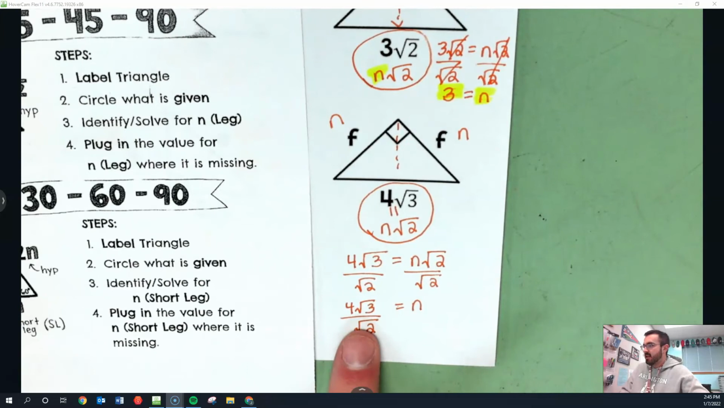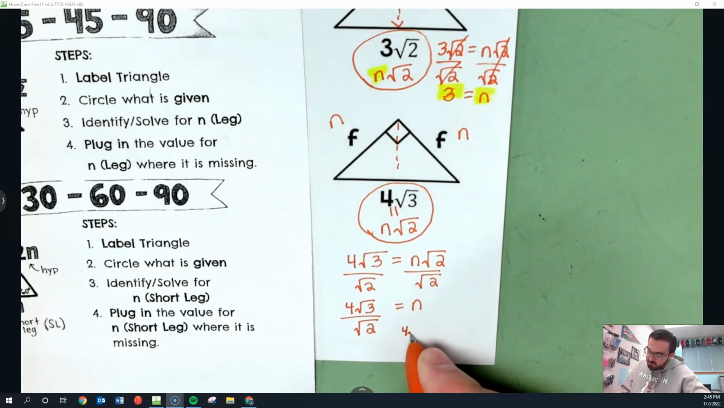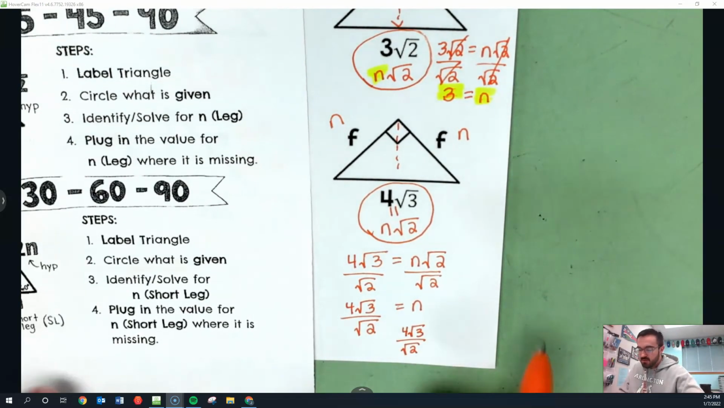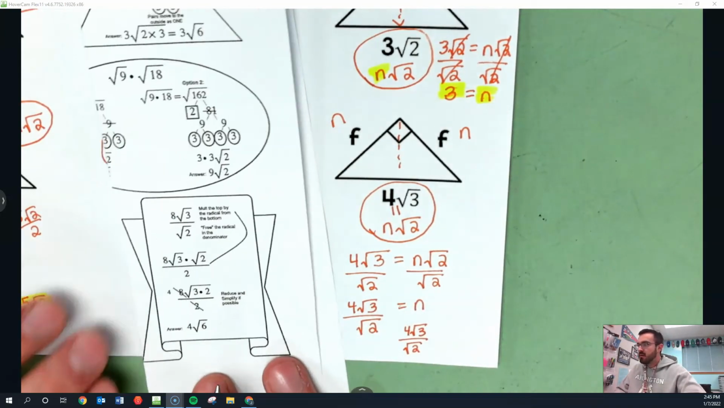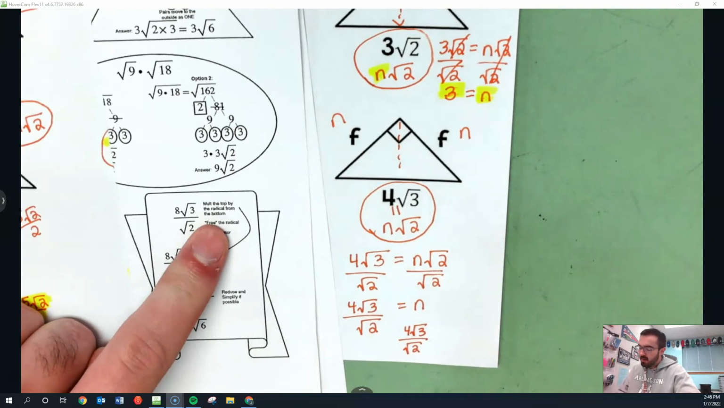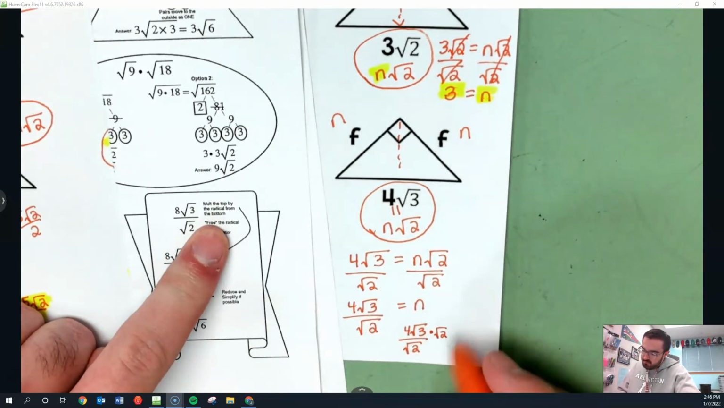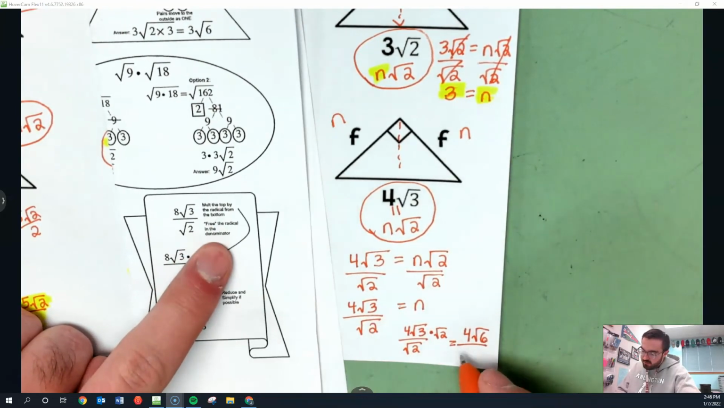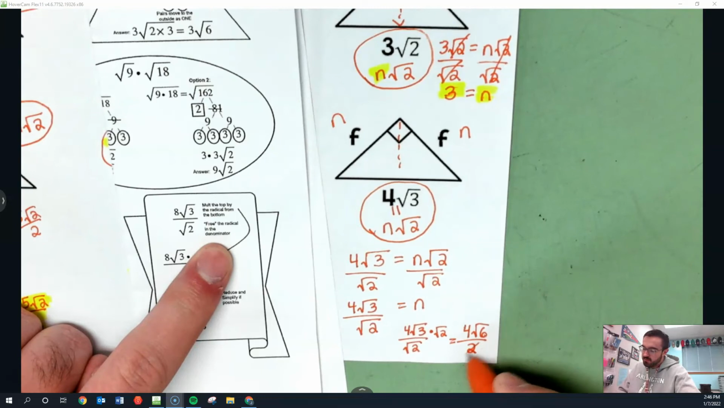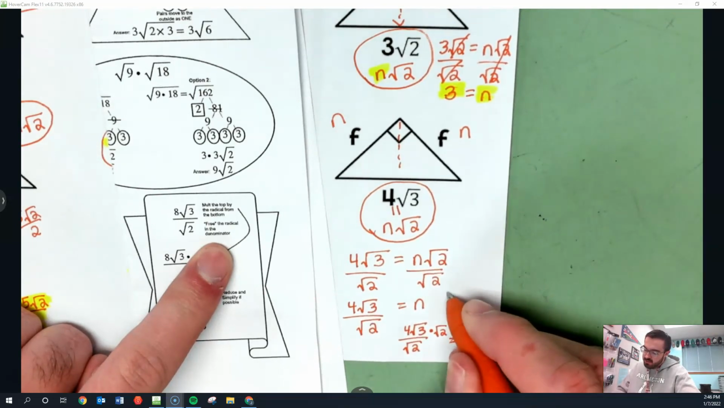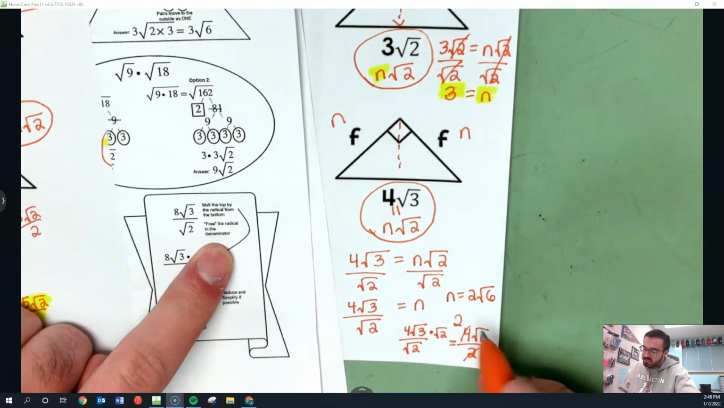But I don't like this as a final answer. Okay, I don't like that as a final answer because the square root is on bottom. So let's rewrite that right here, so we give ourselves some room. We need to simplify this. So if my square root's on bottom, I now need to go back to my rules here. I'm going to multiply the top by the radical from the bottom. And I would be left with 4 square root of 6 over 2, the radical in the denominator gone. Again, this is still not done yet because 4 over 2 can be reduced to just 2. So n would be equal to 2 square root of 6.